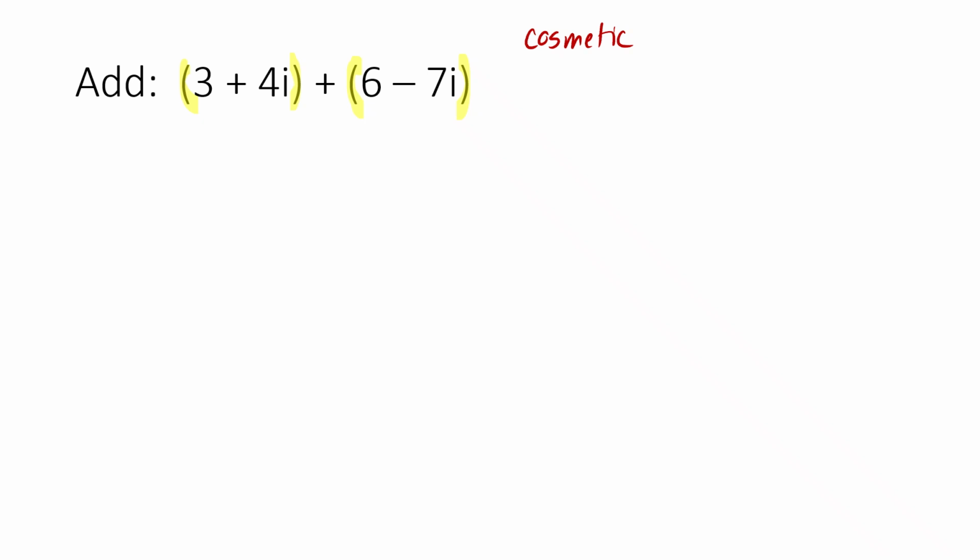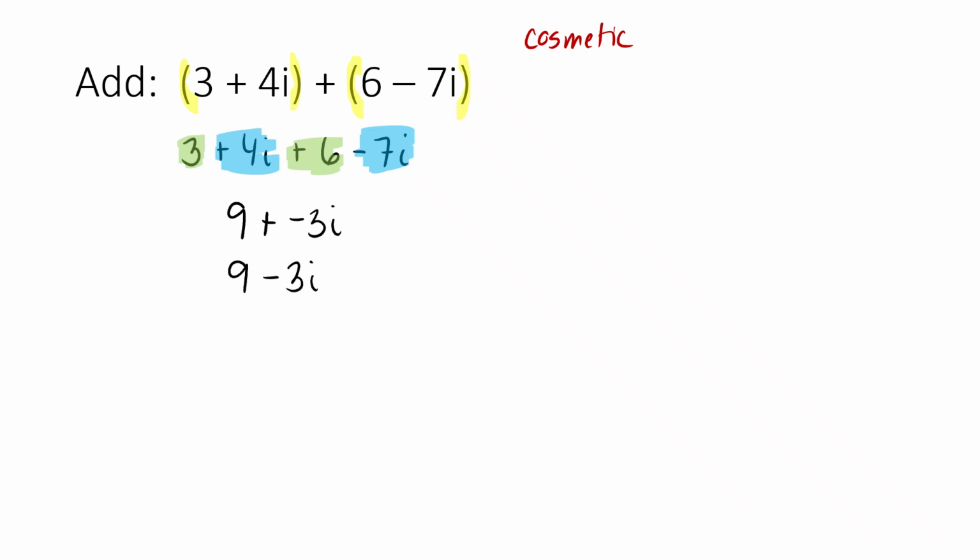So when you're adding complex numbers, you can simply remove the parentheses. You just get rid of them. And then it becomes an issue of combining like terms. So you've got your real numbers, 3 plus 6, which would be one operation, and then you have a positive 4i, just don't forget it's positive, minus 7i, and you would simply carry out that operation. So 3 plus 6 is 9, and 4i minus 7i is negative 3i, or you could write 9 minus 3i. Either one of those forms is fine.